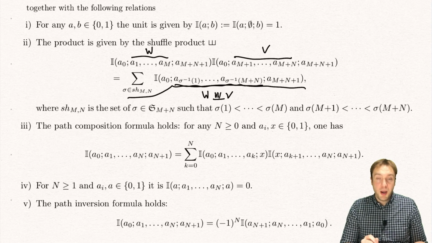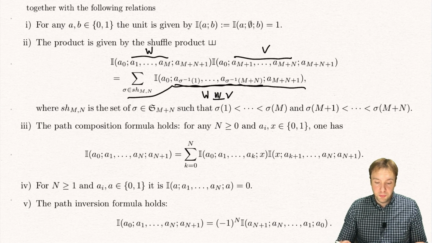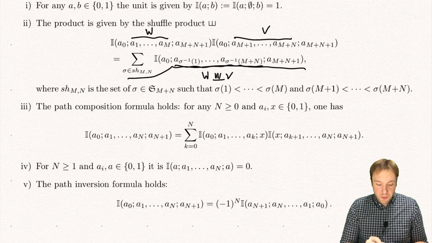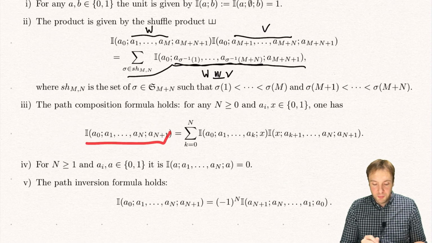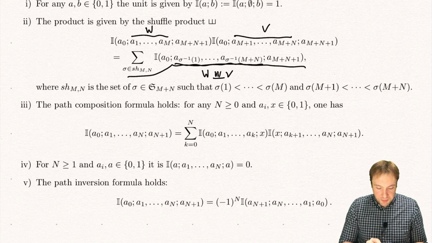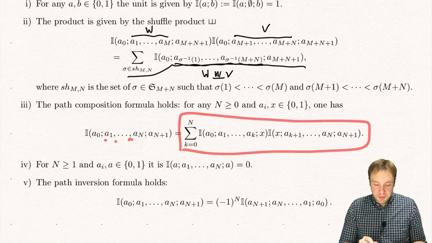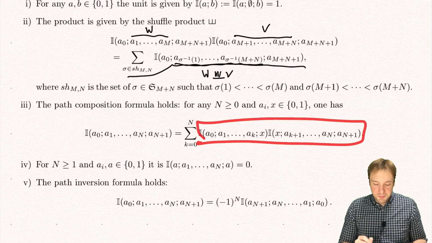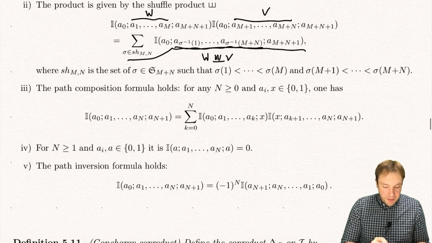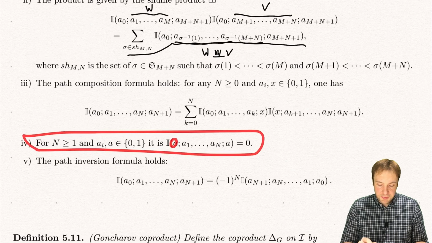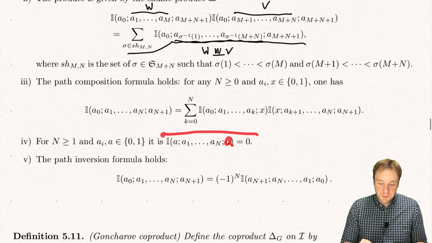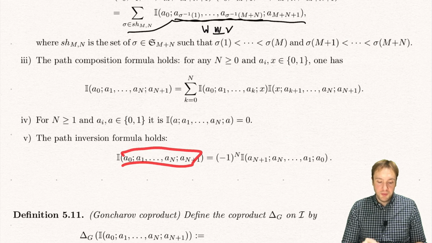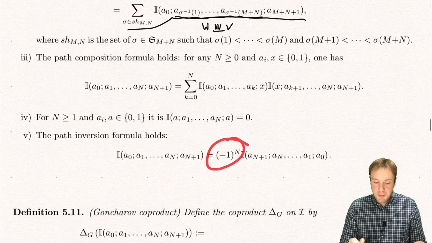And then they also satisfy the so-called path composition formula. All of these relations also hold for the real versions of these guys, but this is now just formal symbols. Path composition formula means that if I have an iterated integral like this formal symbol here, then I can run through each position and take the sum over all these positions, cut this iterated integral at this position, and multiply these two iterated integrals. And if we start at the same a, which is also here at the end, then this iterated integral is 0. And then finally, if we invert the order of these words, then we get a minus sign here.